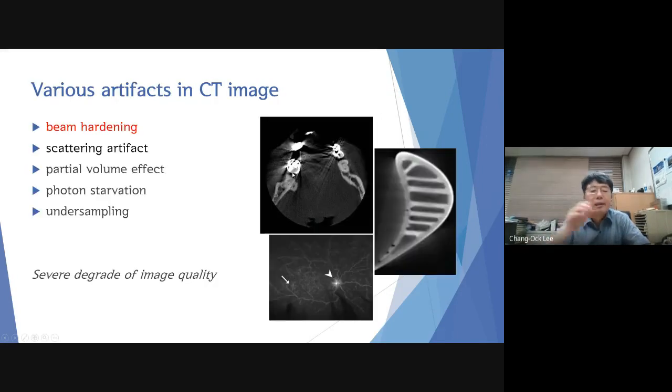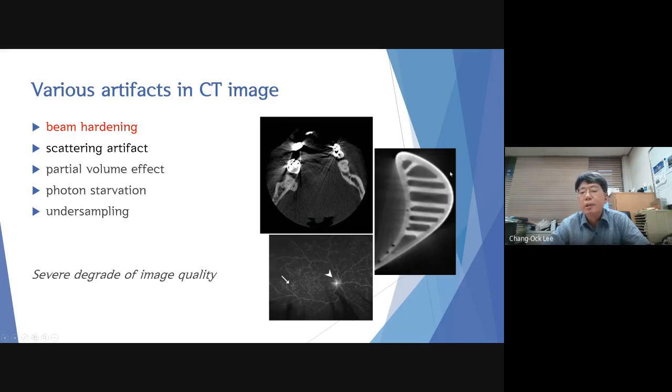Now, actually the CT images have lots of artifacts. One of the typical ones is beam hardening artifacts. Beam hardening is a physical effect, and let me explain it a little bit later. And also we have a scattering artifact. This is also a physical artifact.